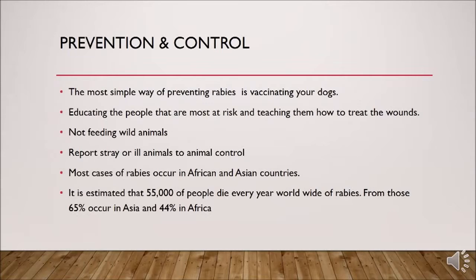Another thing is educating the people that are most at risk and teaching them how to treat the wounds. We can educate people by telling them, if you see a dog that has foaming in the mouth or red glassy eyes, don't get near. He might have rabies and he will attack you. We can also teach them how to treat their wounds: wash them with soap and water and get the best medical attention that you can find as soon as possible.